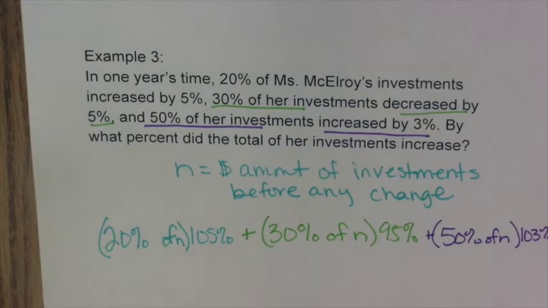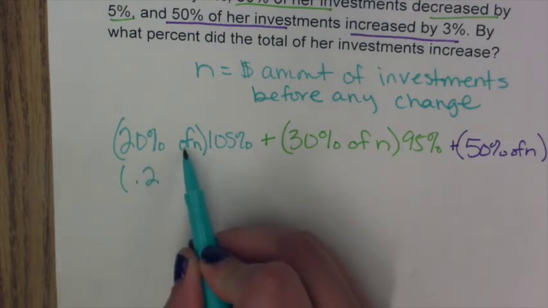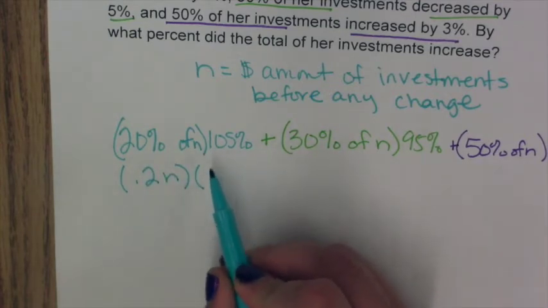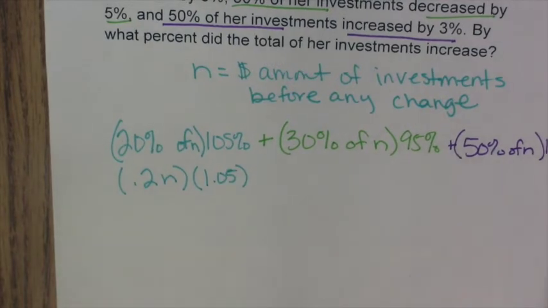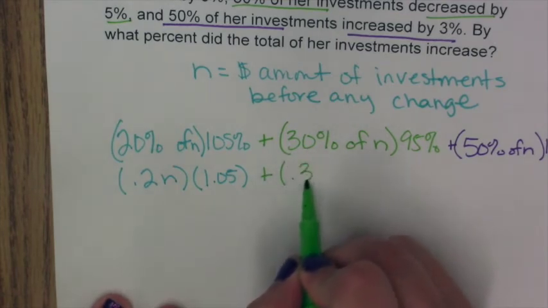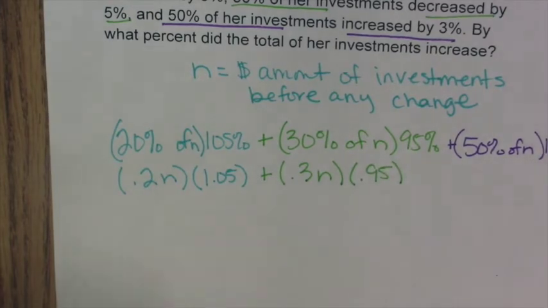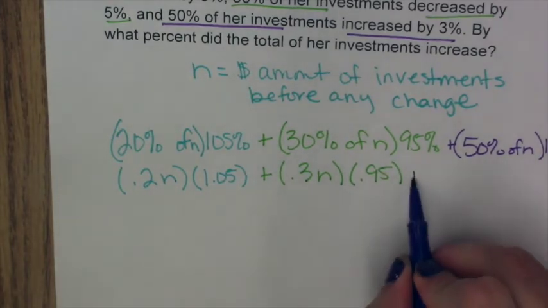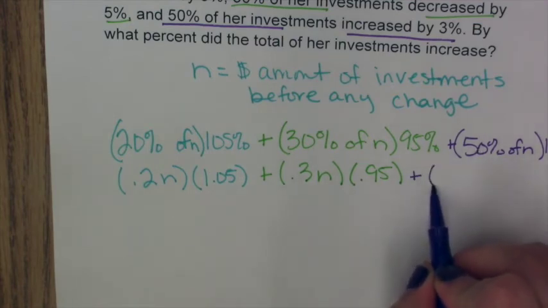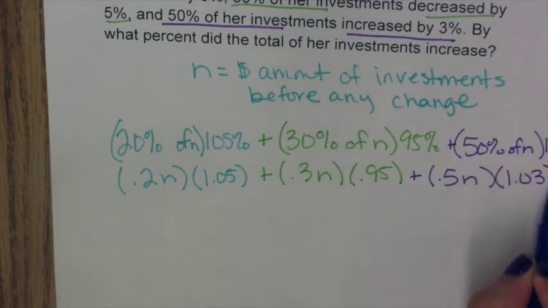All right, so now we need to take all of these and simplify them down and turn them into decimals and some equations. It'll be a little easier to work with. So 20% would be 0.2. Of means to multiply times n. 105% would be 1.05, plus 0.3 times n times 0.95, and then plus 0.5 of n times 1.03.